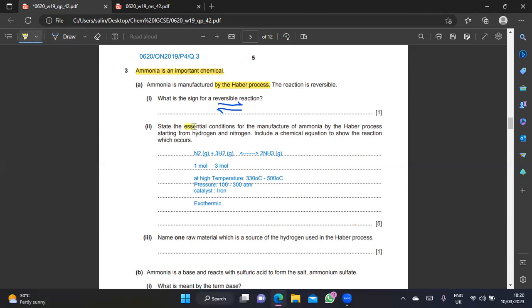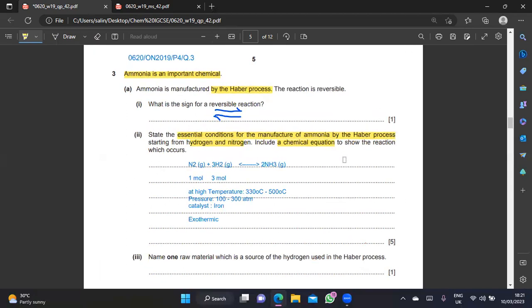State the essential conditions for the manufacture of ammonia by the Haber process. This one you have to memorize. Starting from hydrogen and nitrogen, what do you need to include? Include a chemical equation to show the reaction which occurs. Unfortunately, you have to memorize. In terms of the equation, no need to memorize because you know what the reactants are. The reactants are nitrogen and hydrogen. So you just write down nitrogen, hydrogen.